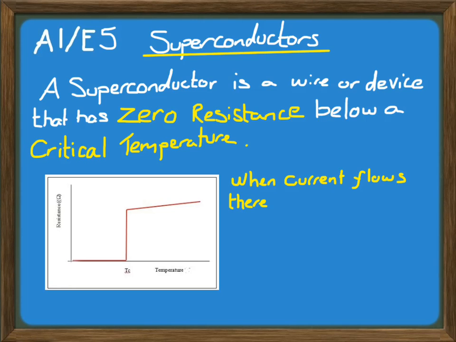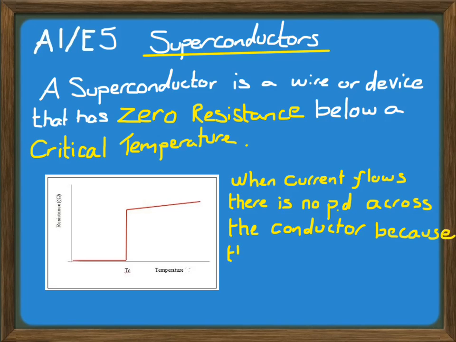When current flows, there is no PD across the conductor because there is no resistance. This means you get no heating effect because there is no power lost through the wire or the device that is the superconductor.